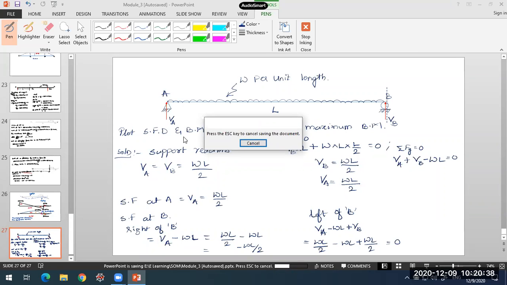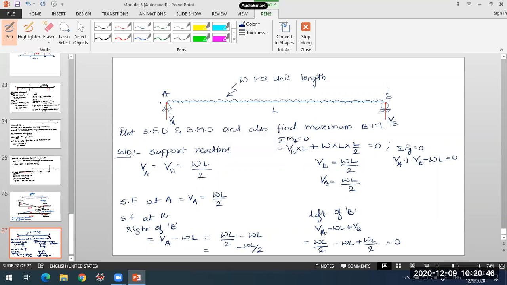We got the support reactions VA and VB as WL by 2 on applying the conditions of equilibrium. After calculating the support reactions, the first thing I did was consider a section at A. When I am to the left of A, shear force is 0. No need to calculate that, as there are no forces on the left side of my section. So shear force is 0.